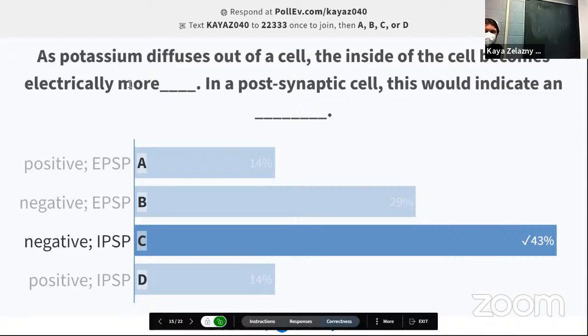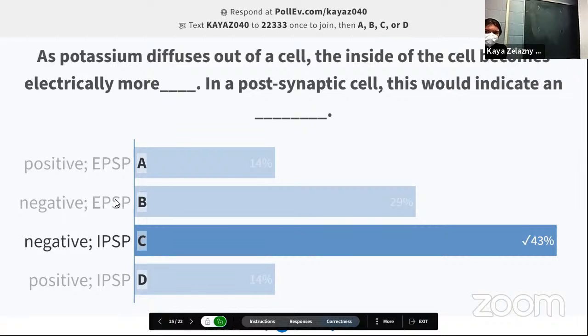If that's still giving you trouble, go ahead and straight up memorize it, because it's really important to know that potassium leaving makes cells negative, right? That's a key part of our action potential as well. And as stated here, it's also going to be key to figuring out whether we're having an excitatory or an inhibitory postsynaptic potential.